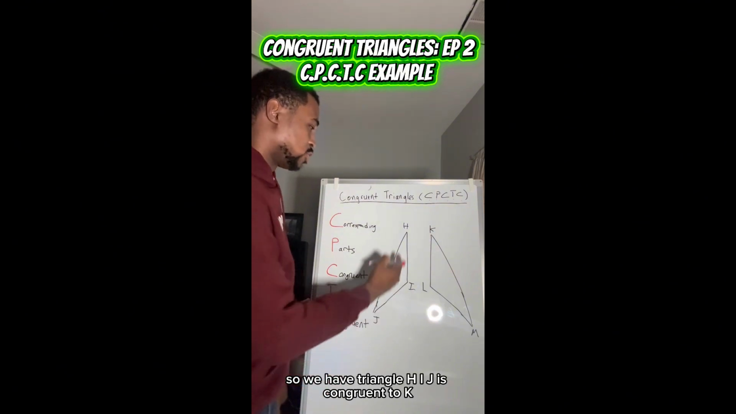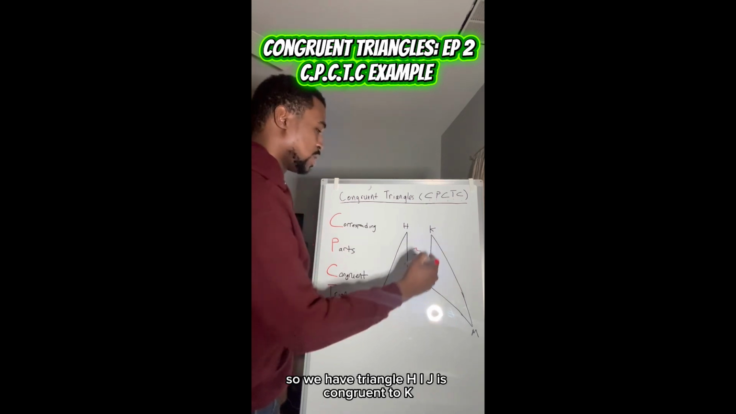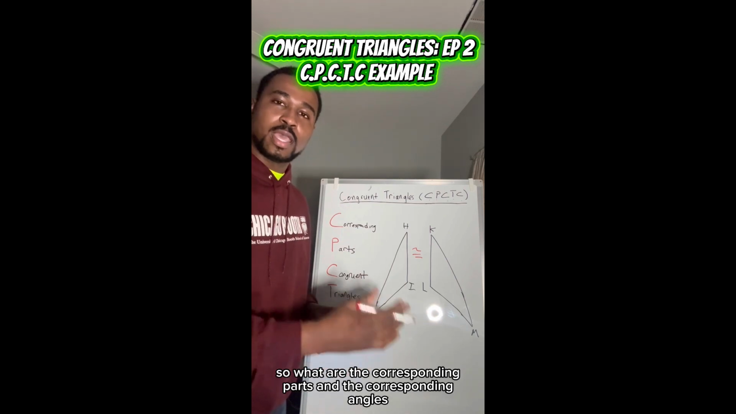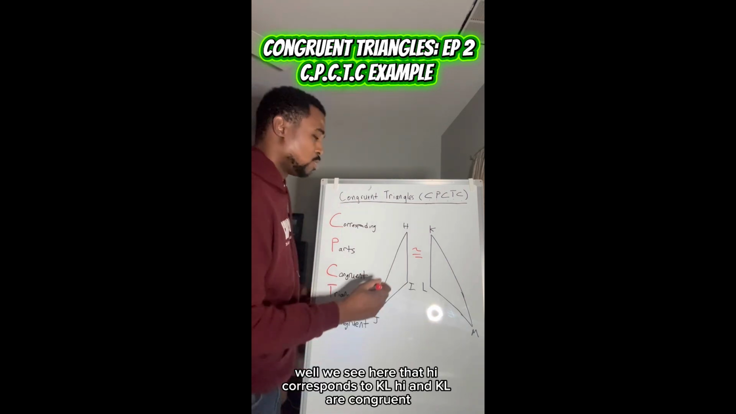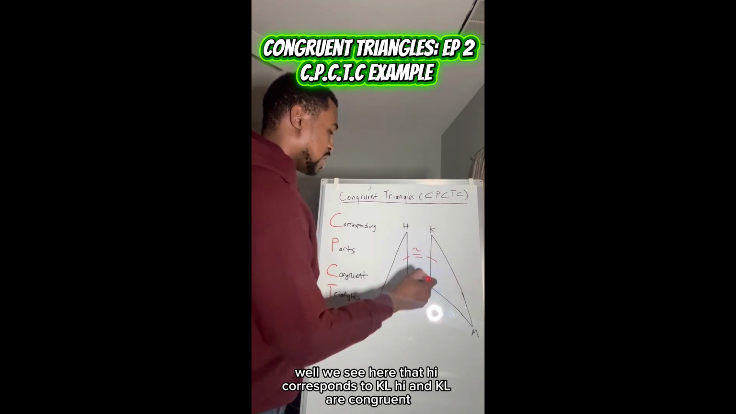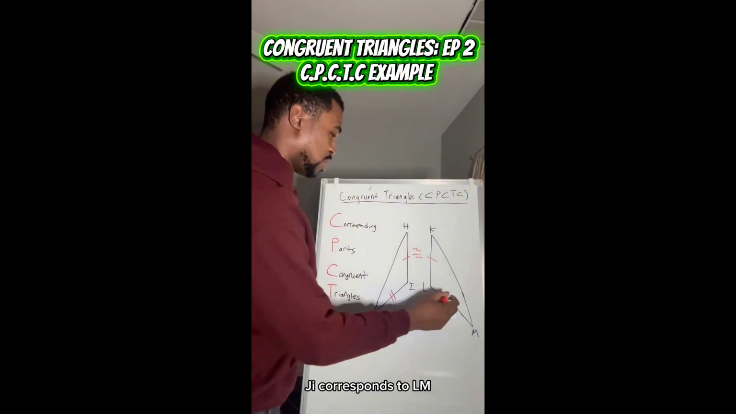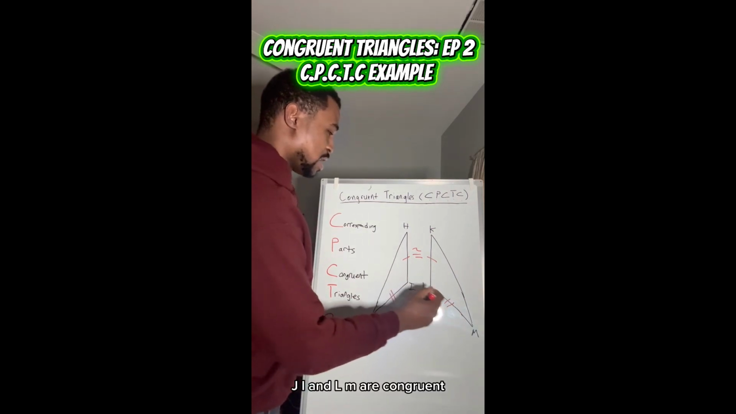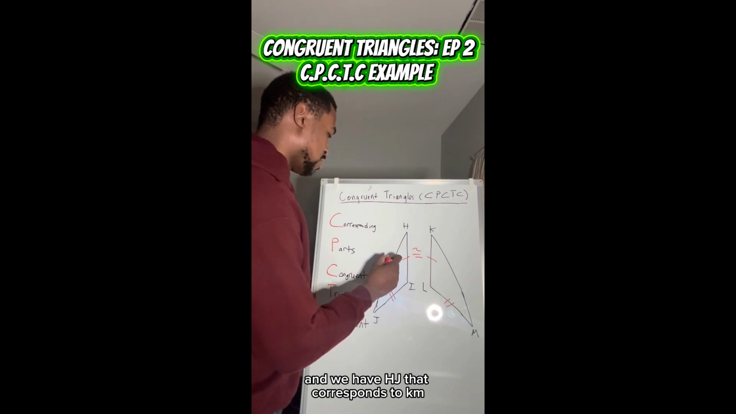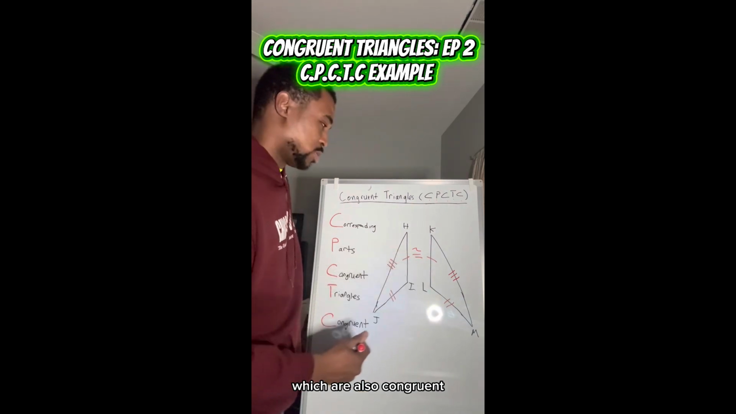So we have triangle HIJ is congruent to KLM. So what are the corresponding parts and the corresponding angles? Well, we see here that HI corresponds to KL. HI and KL are congruent. JI corresponds to LM. JI and LM are congruent. And we have HJ that corresponds to KM, which are also congruent.